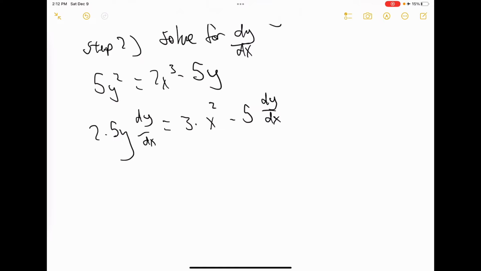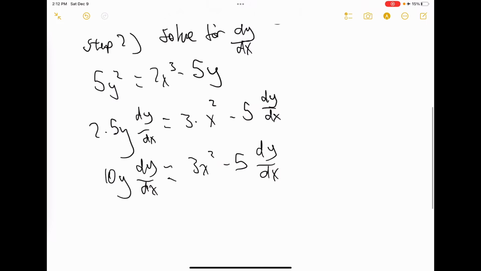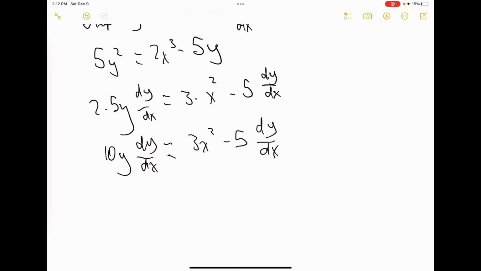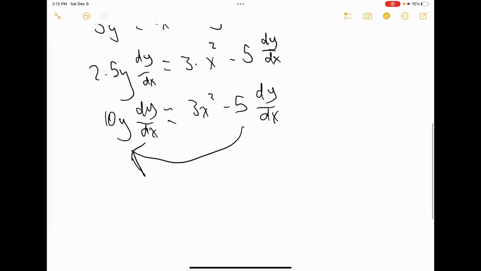Now we just have to solve for dy dx. So let's simplify this down. 10y dy dx equals 3x squared minus 5 dy dx. So let's move this to the other side. In order to move negative 5 dy dx to the right side, we just add 5 dy dx to both sides. So 10y dy dx plus 5 dy dx equals 3x squared.